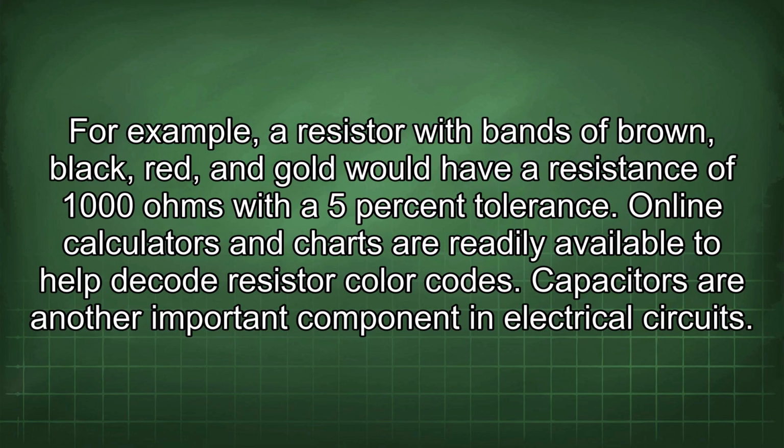For example, a resistor with bands of brown, black, red, and gold would have a resistance of 1000 ohms with a 5% tolerance. Online calculators and charts are readily available to help decode resistor color codes.